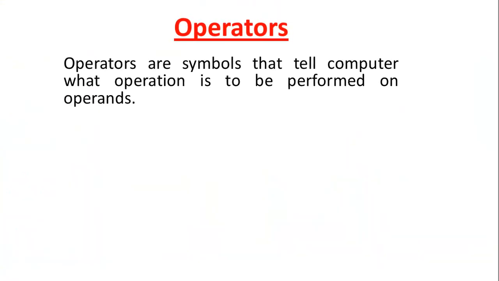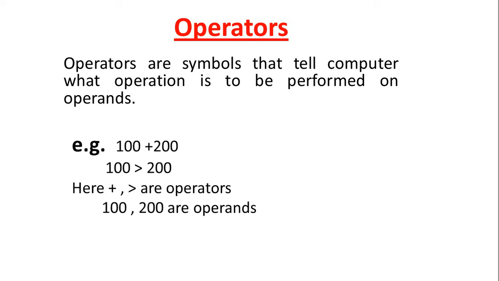In this lecture, we are going to learn about operators in C language. Operators are symbols that tell the computer what kind of operation is to be performed on operands. For example, 100 plus 200. Here in this statement, 100 and 200 are the operands and plus is the operator. Similarly, suppose I want to compare the values of two numbers like 100 greater than 200. Here 100 and 200 are the operands and greater than is the operator.